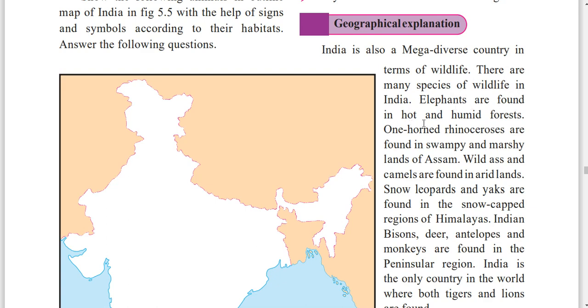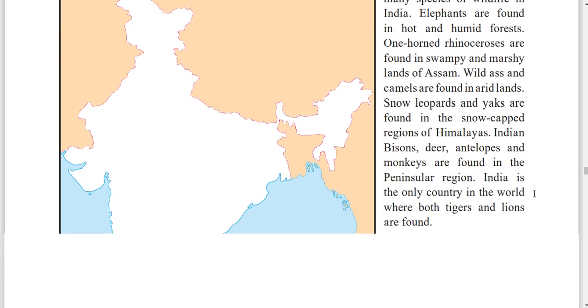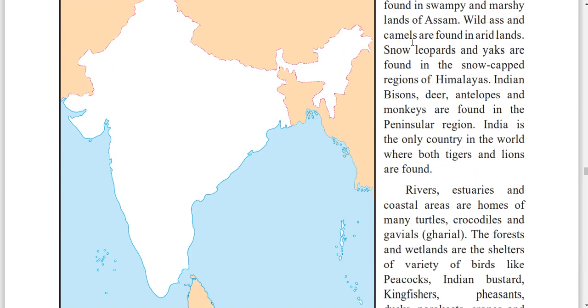Elephants are found in hot and humid forests. One horned rhinoceroses are found in swampy and marshy lands of Assam. Wild ass and camels are found in arid lands. Snow leopards and yaks are found in the snow-capped regions of Himalayas. Indian bison, deer, antelopes, and monkeys are found in the peninsular region. India is the only country in the world where both tigers and lions are found.